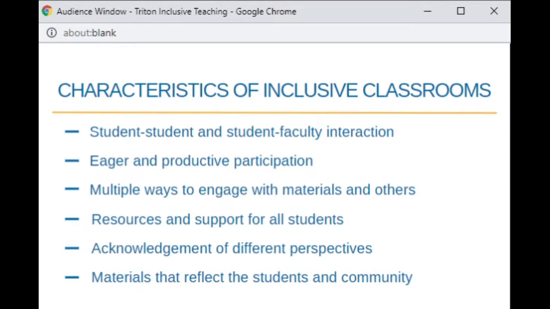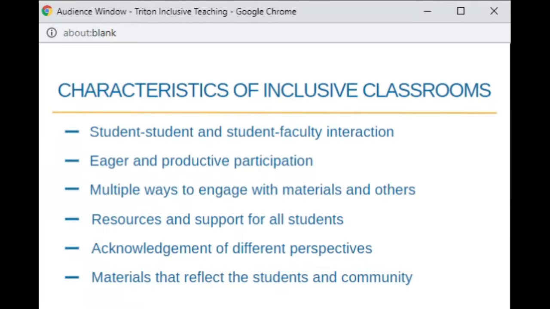The idea that there's multiple ways to engage with materials, that whole self being brought in, that we meet the needs of our students. We have resources and support for everybody, and everyone feels like there's something there for them. This acknowledgement of different perspectives. Again, that's that idea of I have to bring in who I am, and I have to learn with where I'm at. And then materials that also reflect not only the students in the classroom, but our institutional community and maybe even the community that we find ourselves in geographically. So all of those are things I would just expect.